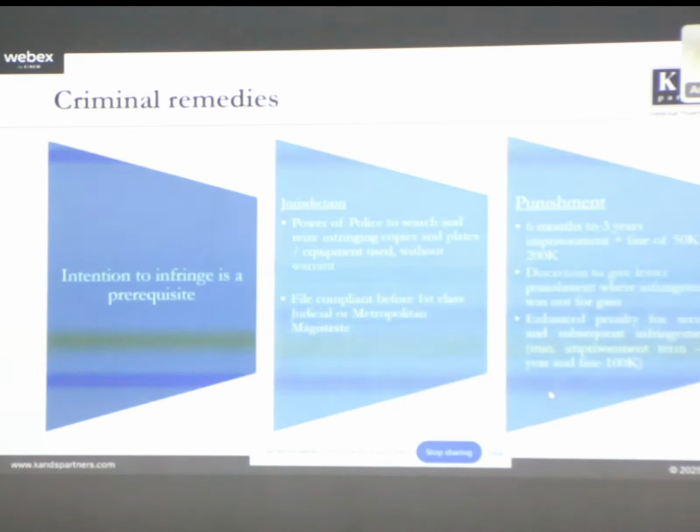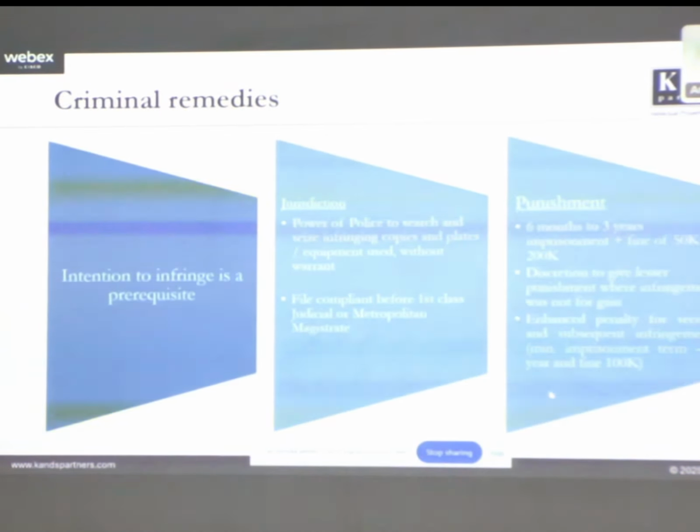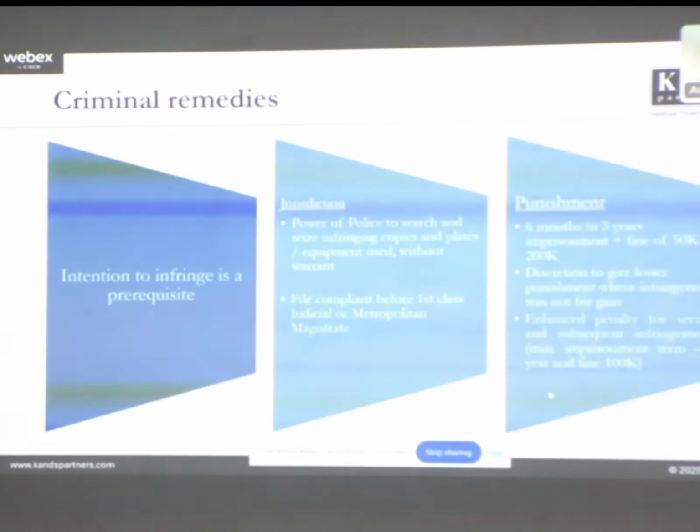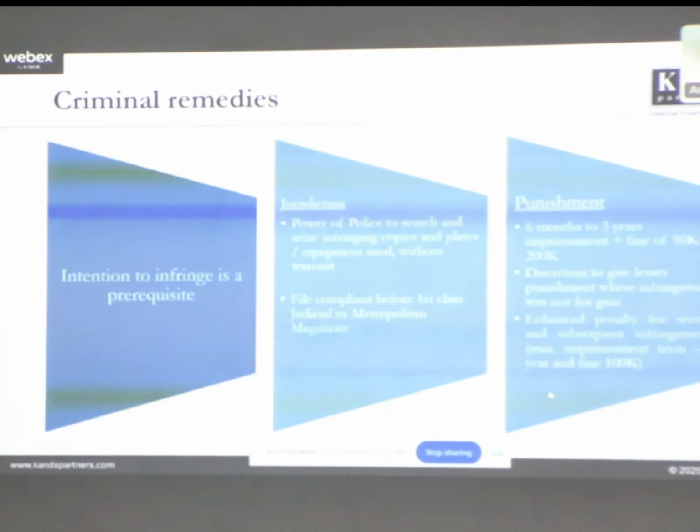There are also criminal remedies available, but as with all criminal matters, the first prerequisite is intention, mens rea. There must be intent to infringe. That is a prerequisite. Here, the police can search and seize someone's premises and seize copyright infringing copies, plates, equipment, etc., without a warrant, and then file a complaint before the first-class magistrate.